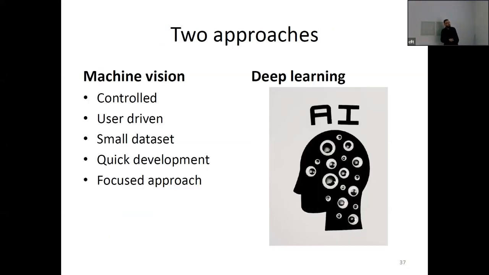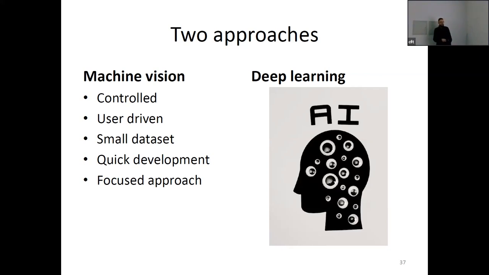So to sum up this machine vision approach, it is very controlled because the user has to know what he's looking for and apply very specific methods here. So it's user driven. And it really doesn't need a very big data set. It will work perfectly well for two images as well as 20,000 images. And it's very quick to develop. We have the packages for that. We have already implemented a lot of methods, and our implementation of the method also could be very quick. Right.